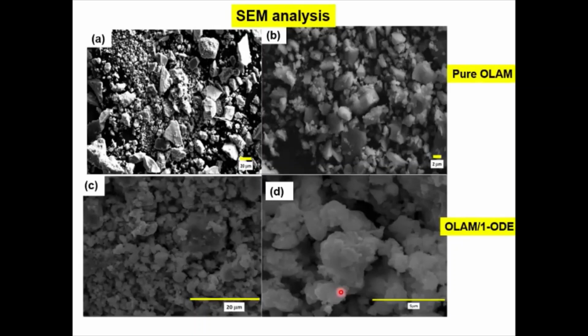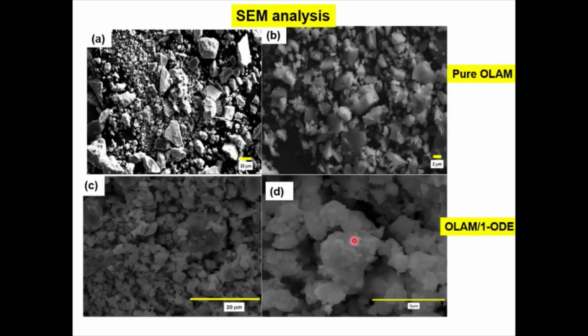As I said, we have used surfactants independently as well as in mixtures. For pure oleylamine, you can see the structure in this SEM micrograph. This is the structure of copper zinc tin sulfide with oleylamine and 1-octadecene, a mixture of two surfactants.